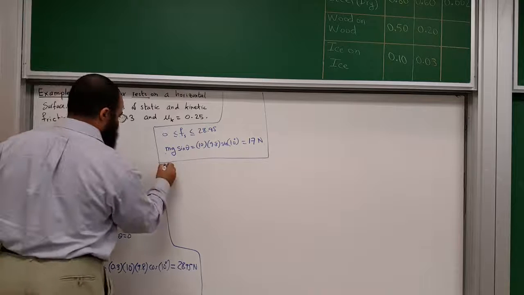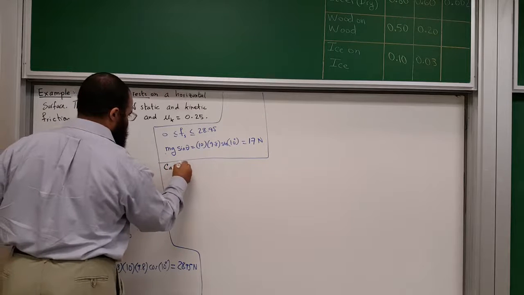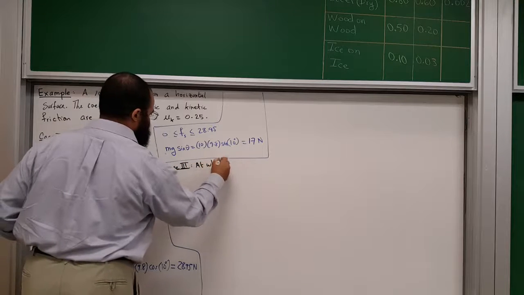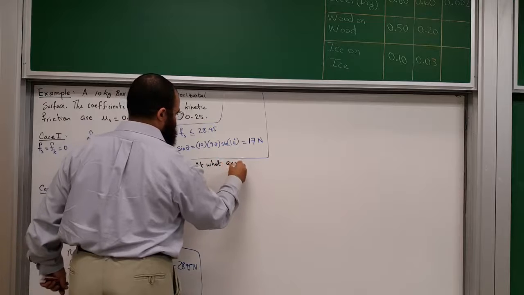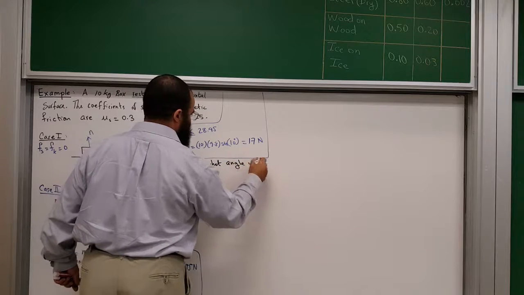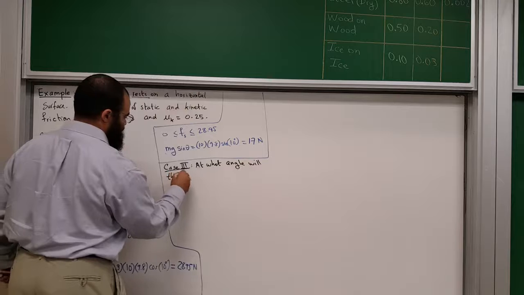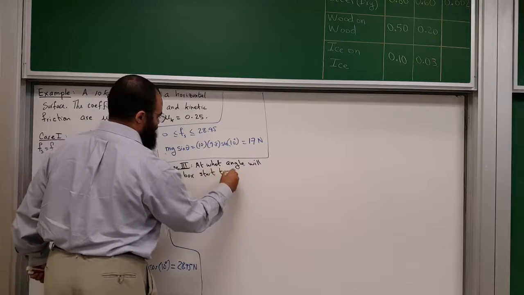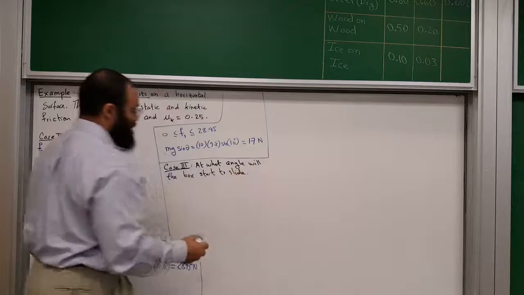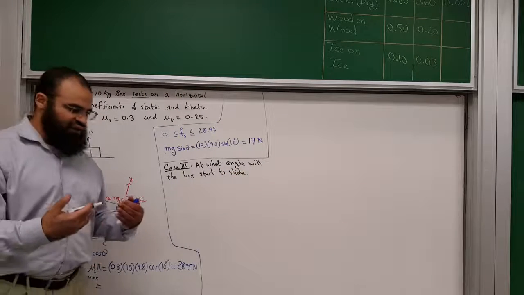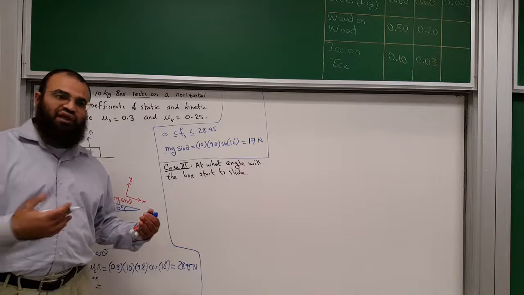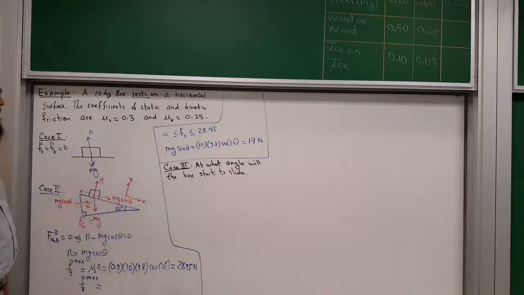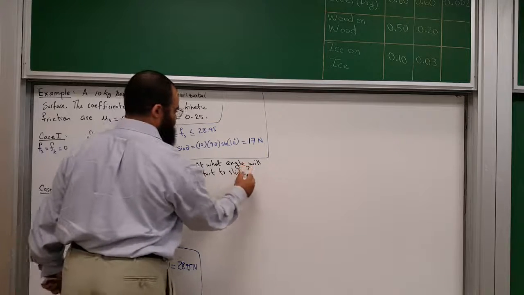So for case 3, here's the question. Case 3. At what angle will the box start to slide? It will start to slide when the static friction has reached the maximum, and then it breaks loose. The box breaks loose, and then it becomes kinetic friction. It just starts to slide. So it's a question.